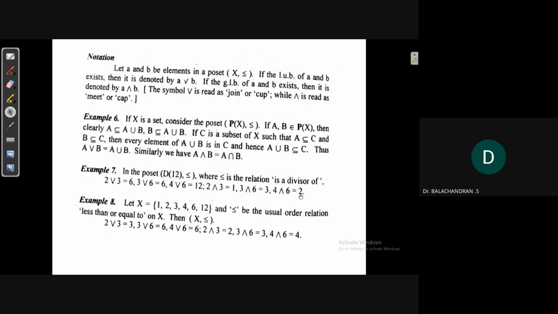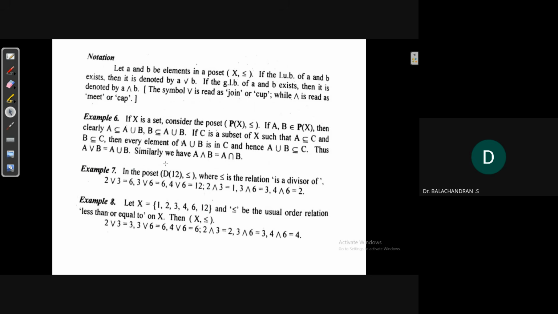Okay. Next, notations. Let a and b be elements in a poset (X, ≤). The least upper bound of a and b, if it exists, is denoted by a join b. If the greatest lower bound of a and b exists, then it is denoted by a meet b.